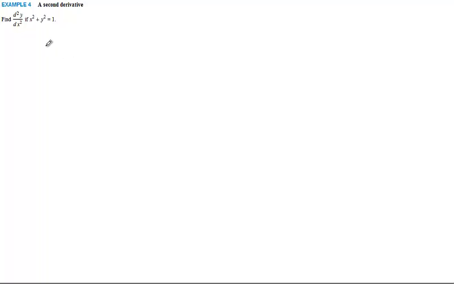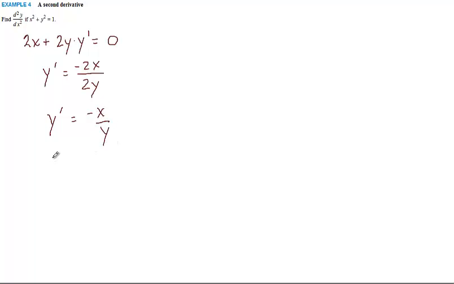They're asking me for y double prime, so I guess I better find y prime first. I think I've already done this one, but I'll do it again. 2x plus 2y y prime equals 0. Y prime equals, move your 2x over, divide by 2y. Y prime equals negative x over y. Okay.